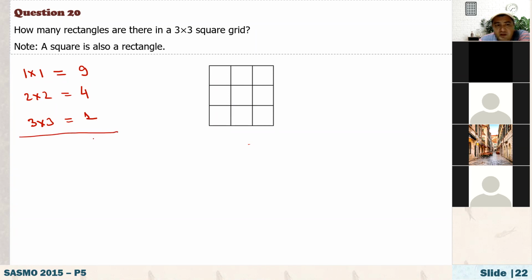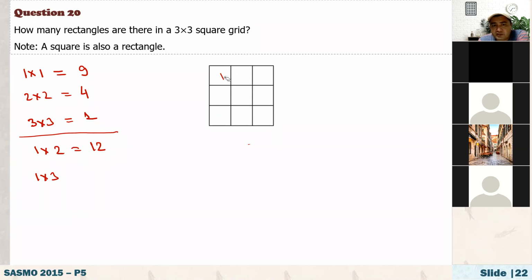Now I will continue counting rectangles. Squares are already counted. Now here we have 1 by 2 rectangles. How many? This one is 1, 2, 3, 4, and this one is 5 and this one is 6. In a similar way, vertically, we get the same thing because it's symmetric. So 6 plus 6, that is 12. And how about 1 by 3 rectangles?